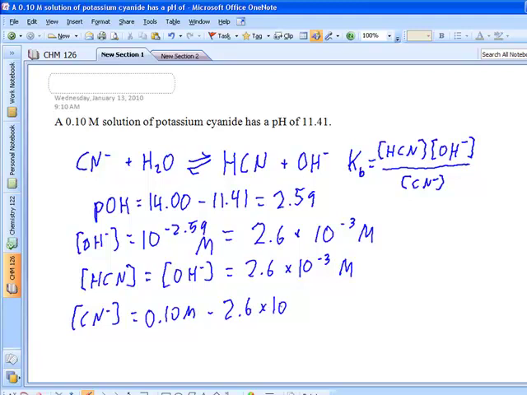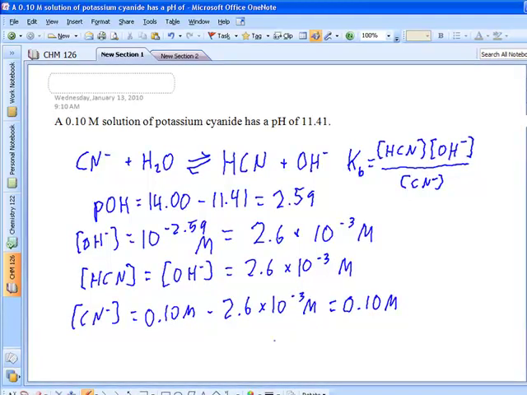Now, what you're going to find is if you do this and then round the molarity back to the appropriate number of significant figures, it's not going to change. We still get 0.10 molar. Again, it's worth doing this calculation though, because that won't always be the case for calculations like this. Many times it will be, but not always.